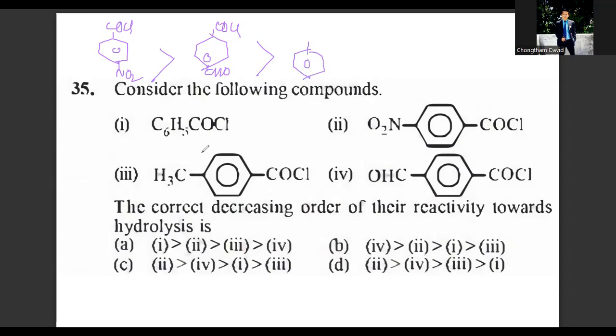Acid halide. This substituent is your benzene. Then COCl. You have this group. So the answer for this will be 2413. C is the answer for this question 35.